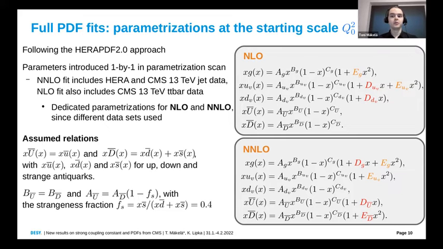But sadly, we do not have NNLO predictions for the triple differential TT bar cross-section. And therefore, because the data are a little different at the NLO and NNLO analysis, also the parametrizations have been reinvestigated in both of these cases. So there are some differences, and you can see the parameters highlighted in red are different in these two analyses.